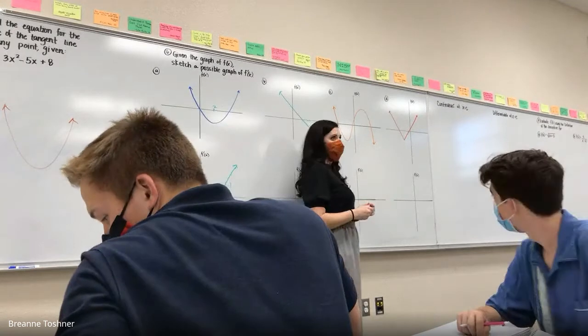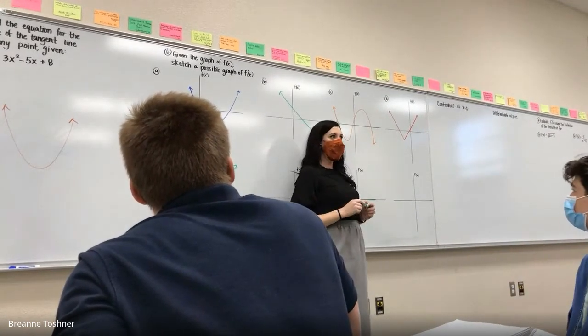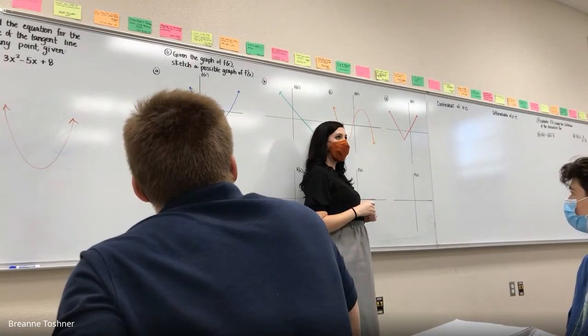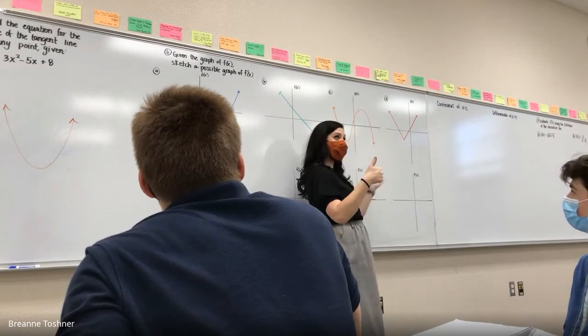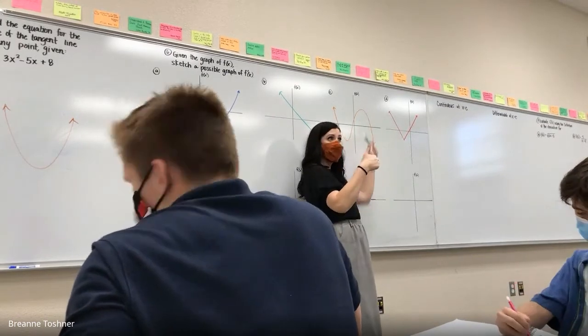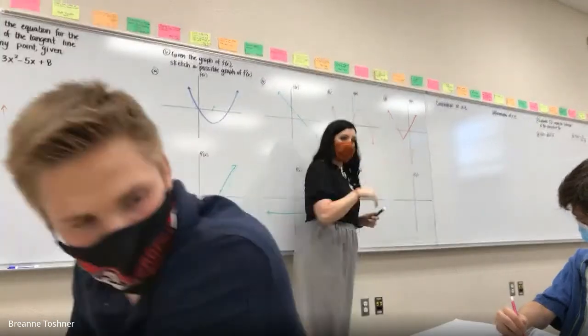All right, next one. I have this sort of cubic graph. I want you and your partner to identify where there are 0 slopes, like a slope that is equal to 0. Where is the slope positive? Where is the slope negative? With your partner, go.